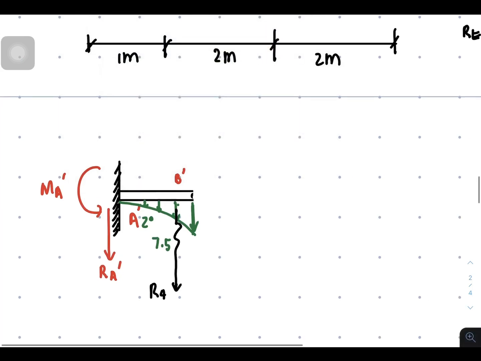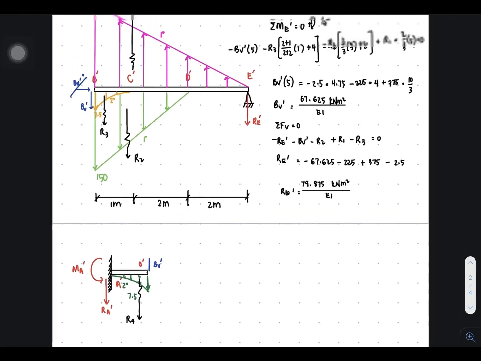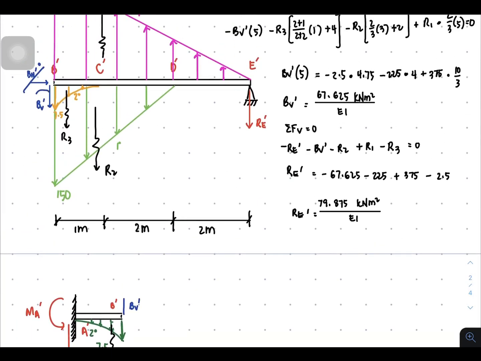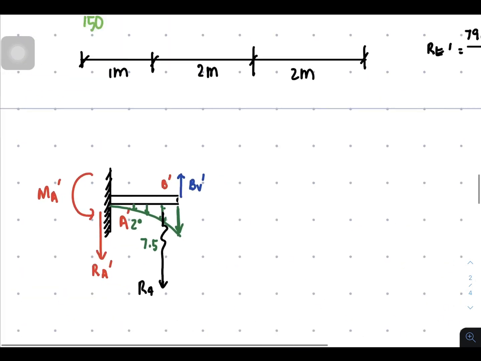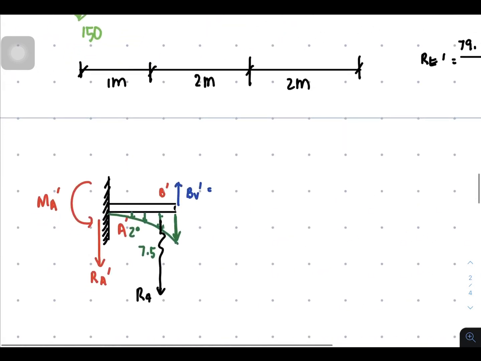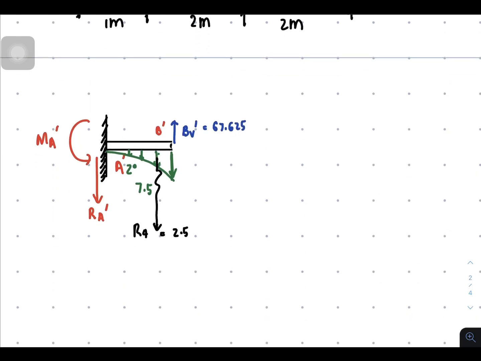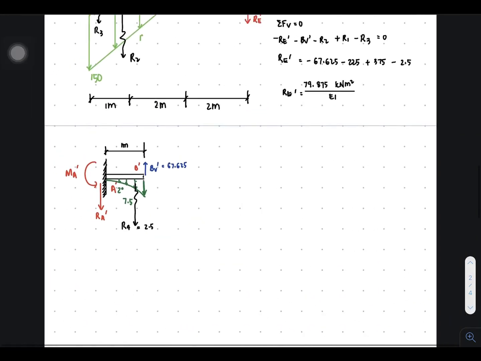And in this B prime, there is a BV prime. So sa may direction, ang direction na to diha is downward. So in this free body diagram, it will become upward. So the value here is 67.625. And then the value of R4 is 2.5. And the length of this beam is 1 meter.